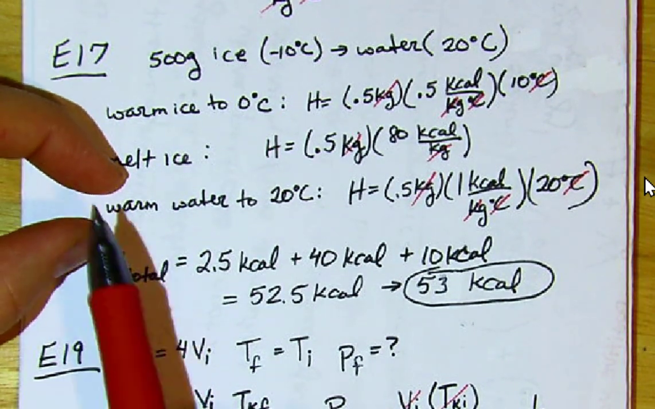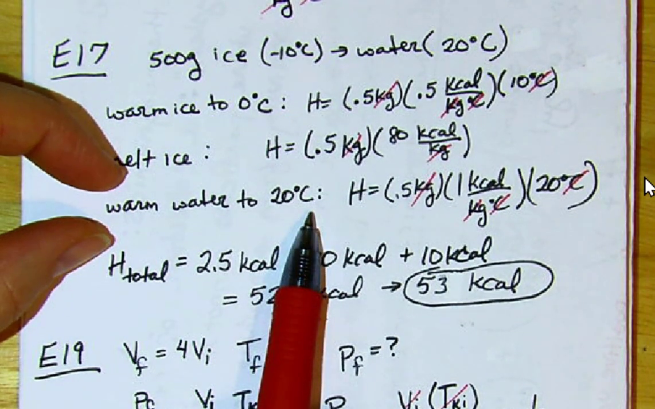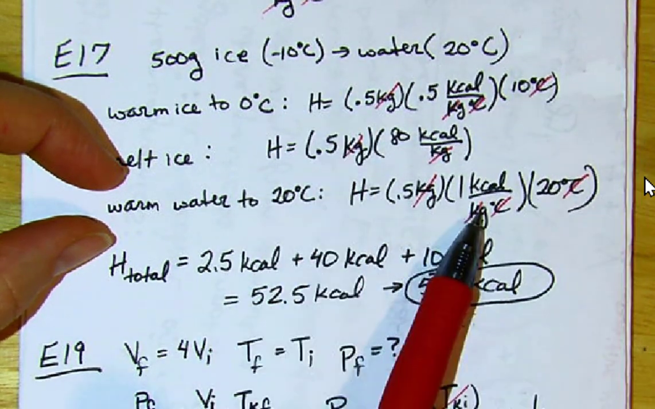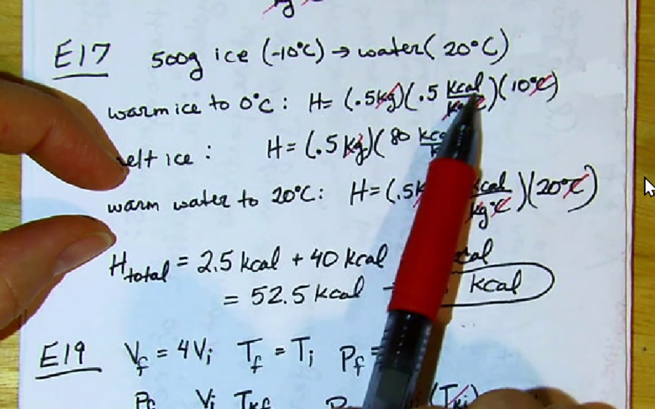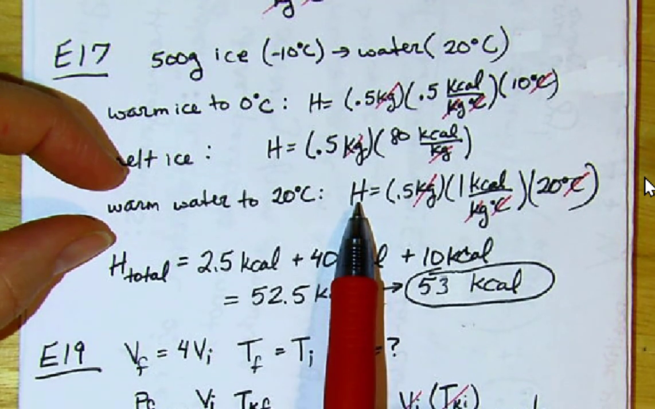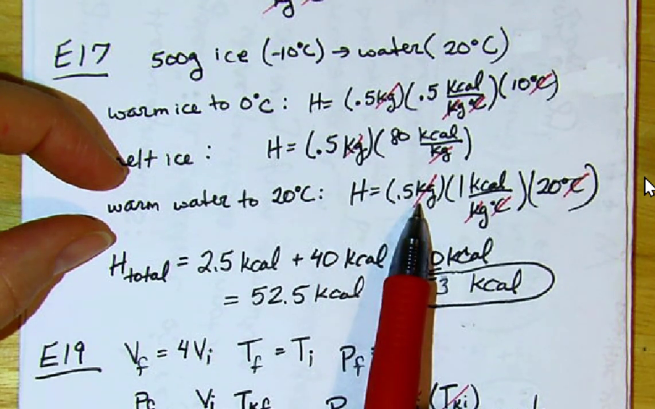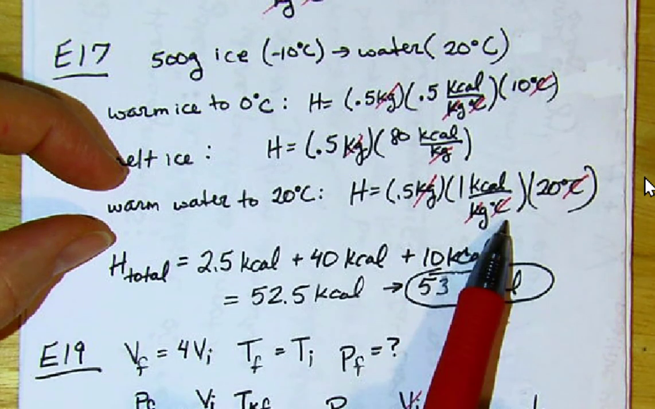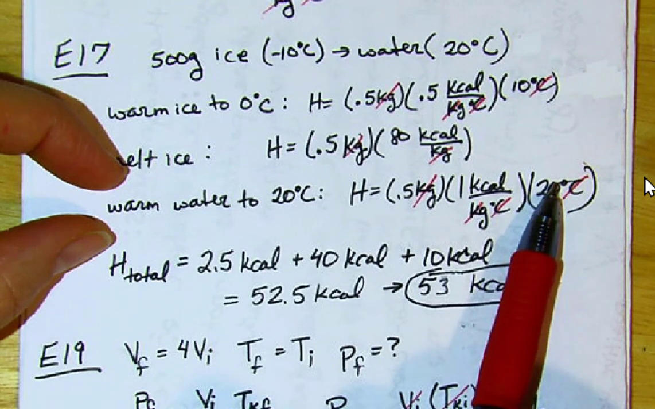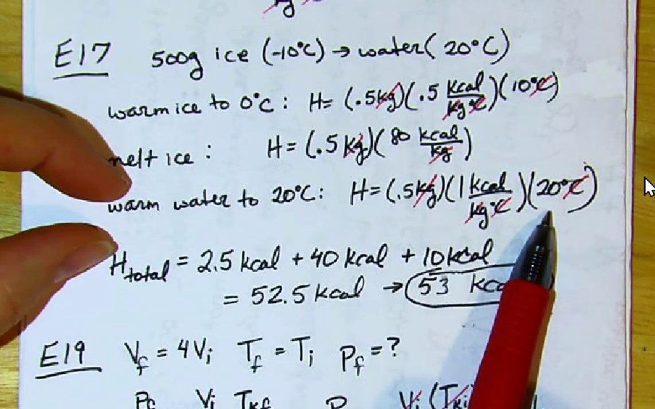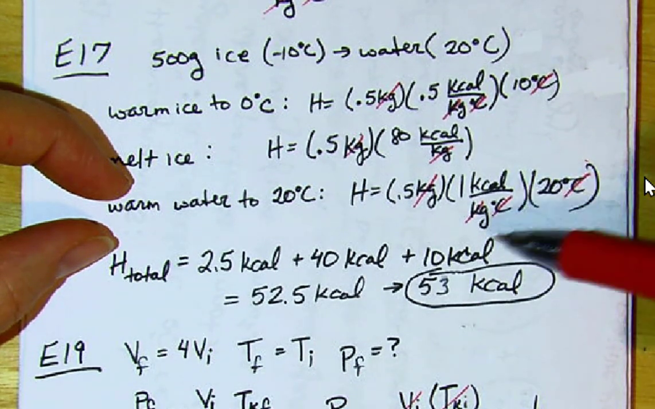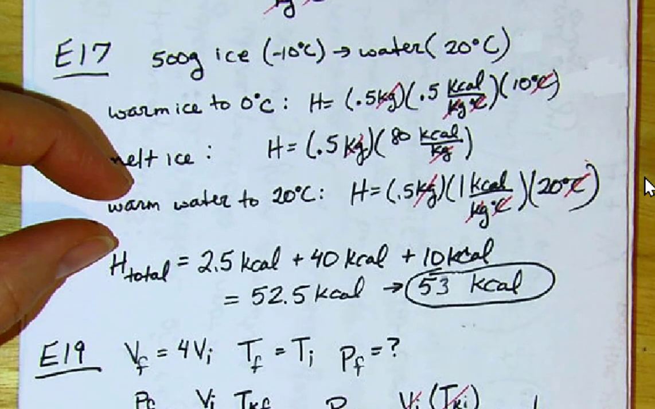And finally, we have to warm the water to 20 degrees Celsius. So we basically use the same equation again for heating up the material, but now we use the specific heat of water instead of the specific heat of ice. So the heat required to do this is equal to the mass times the specific heat of water, which we get from a table, times the amount of temperature change. And we're going from the melting temperature of 0 to 20 degrees, so it's a 20-degree change. Degrees Celsius cancel out and kilograms cancels out.